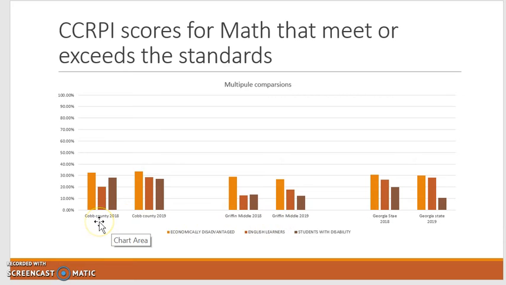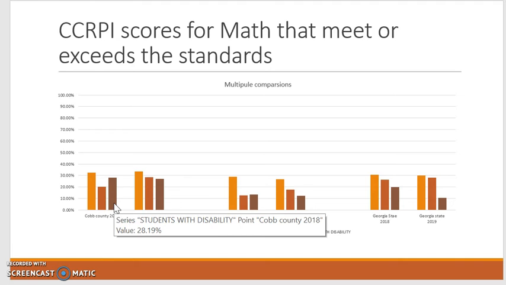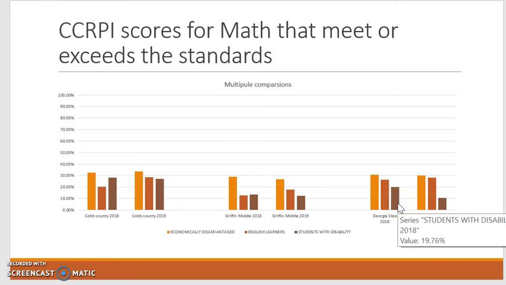And the county remained fairly even keel, although they also saw a decrease in students with disabilities, and the state also saw a decrease in scores with students with disabilities. So that's something we've seen across the board.